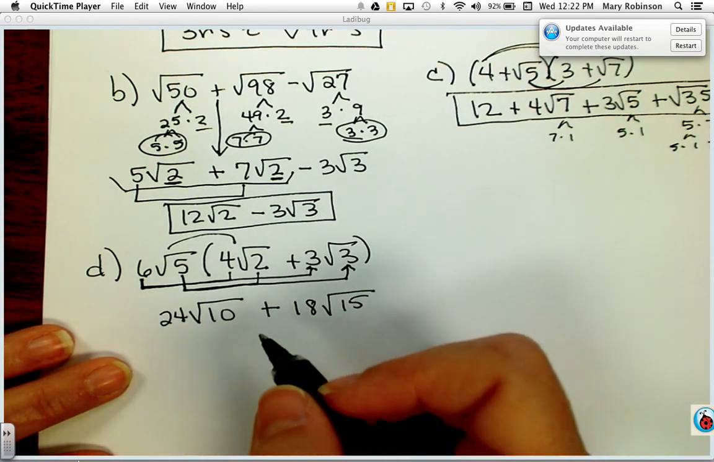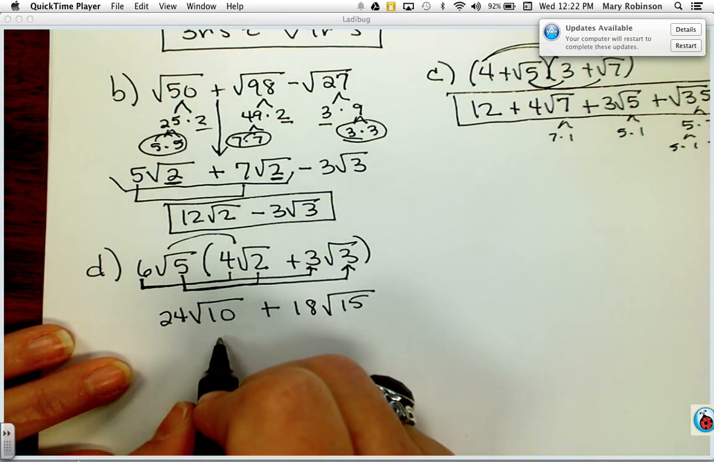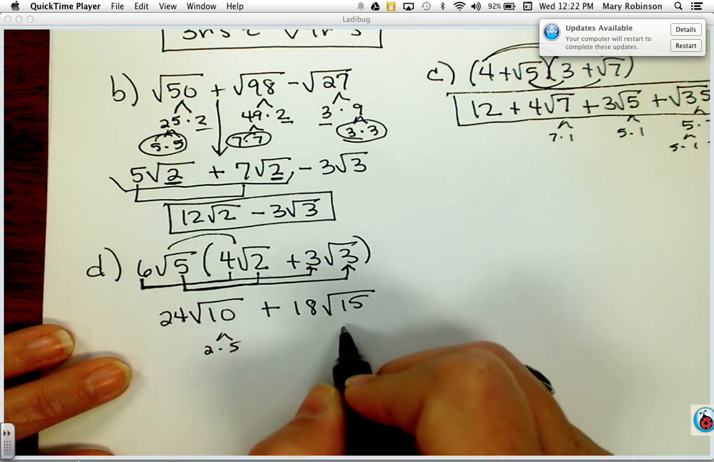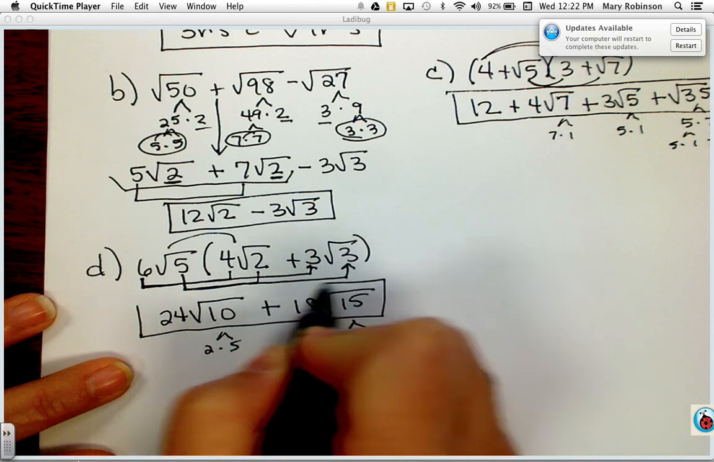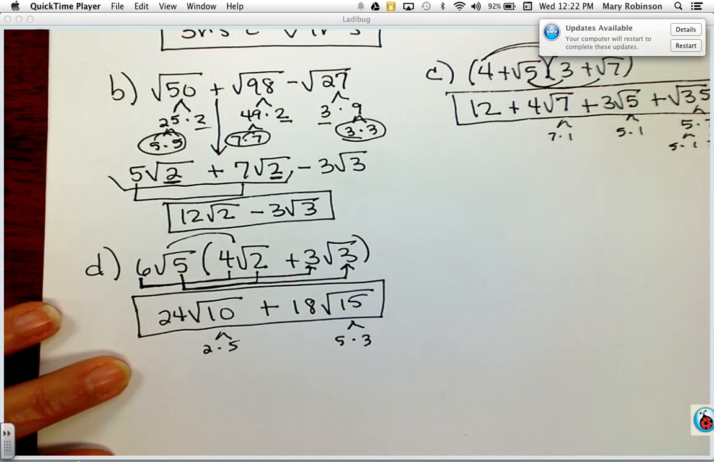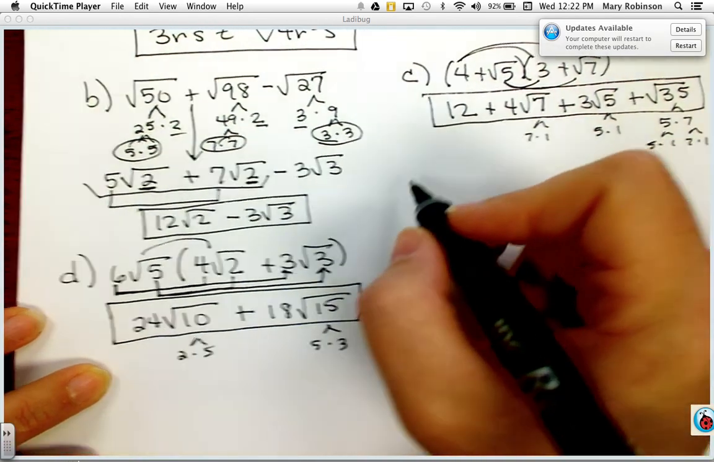We look to see if we do have like terms. In this case, we do not. That only breaks down to 2 and 5, which are prime. That breaks down to 5 and 3, which are prime. They are not like terms, therefore we are done. Nothing else we can do to simplify that expression.